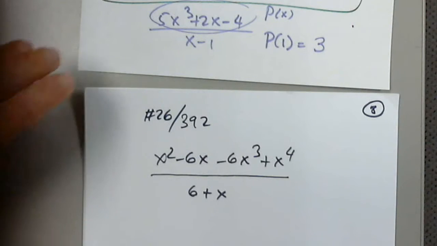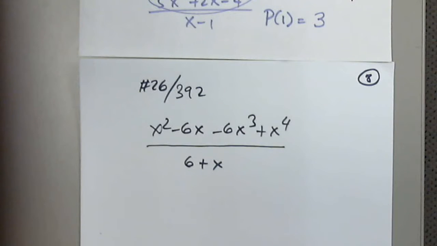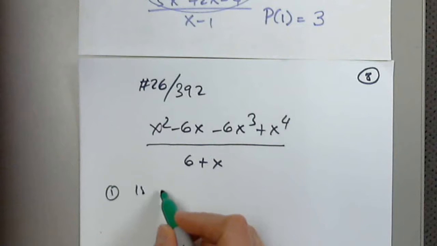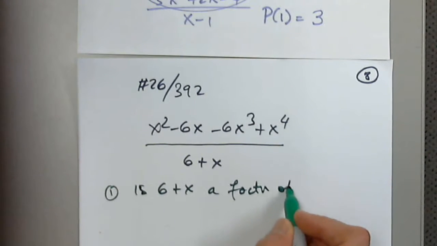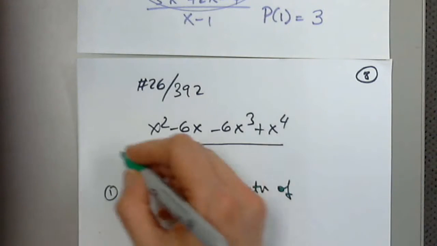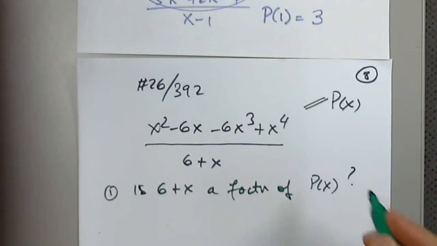Changing the question. I'm going to write it. I don't care for the quotient, maybe later. But the first question is: is 6 plus x a factor of, and I'm going to call this top p of x, so I don't have to write it again. That's my first question.